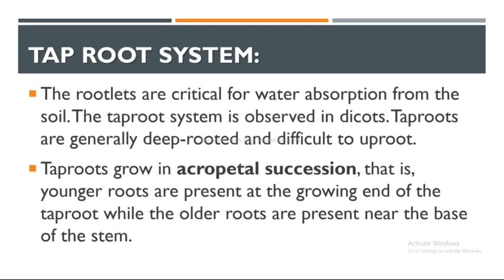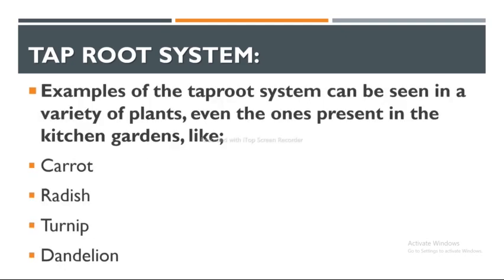Taproots are generally deep-rooted and difficult to uproot. Taproots grow in acropetal succession, that is, the younger roots are present at the growing end of the taproot, while the older roots are present near the base of the stem.